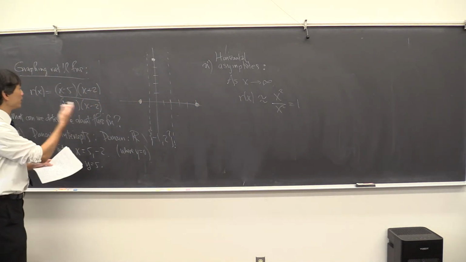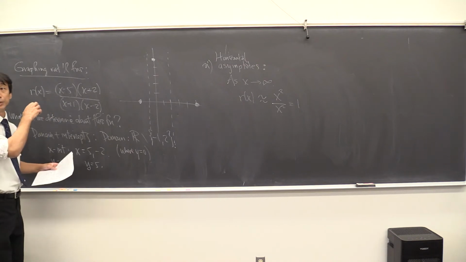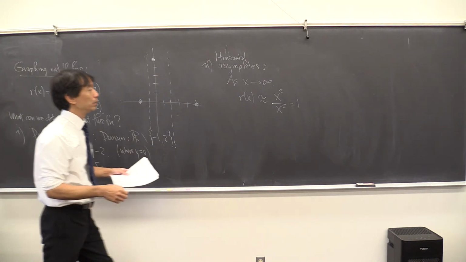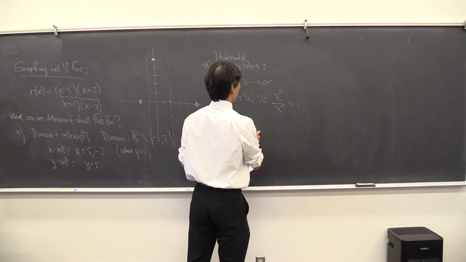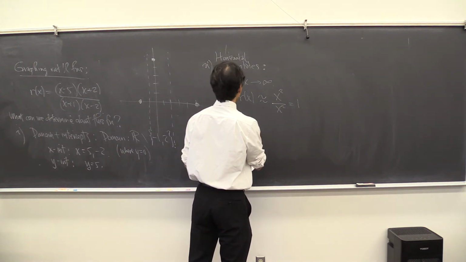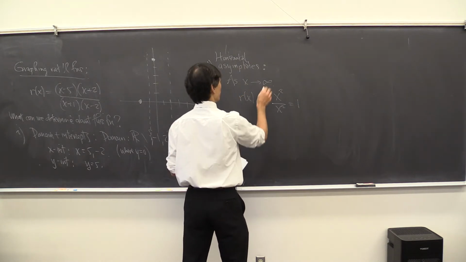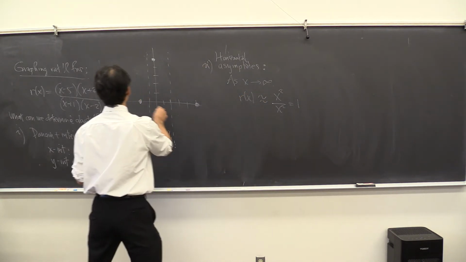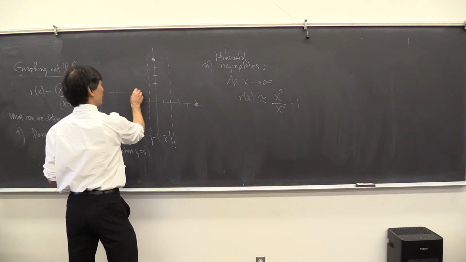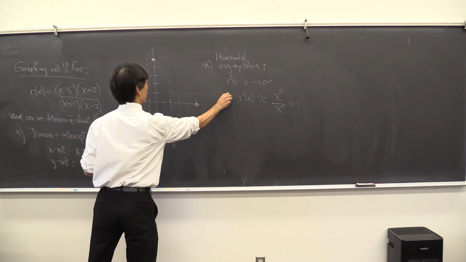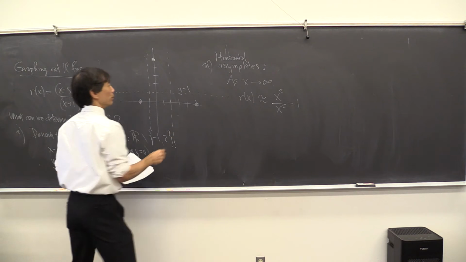And similarly for negative infinity, you just need to look at the top terms. So either way, we know that as you head off towards infinity, the values are going to tend towards the line y equals 1.